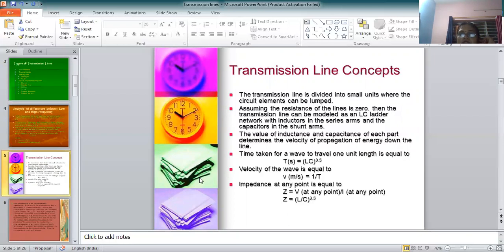Time taken for a wave to travel 1 unit length is Ts equals (LC)^0.5. Velocity of the wave is equal to 1 upon Ts. Impedance at any point is Z equals V at any point upon I at any point, or Z equals the square root of L upon C.